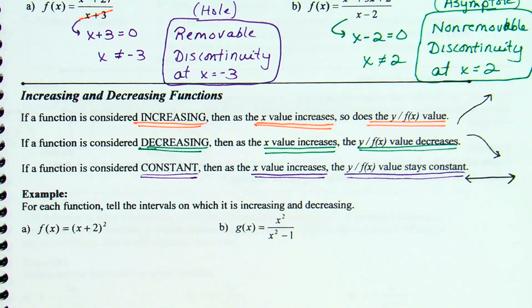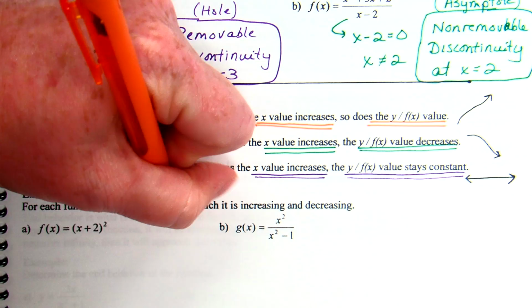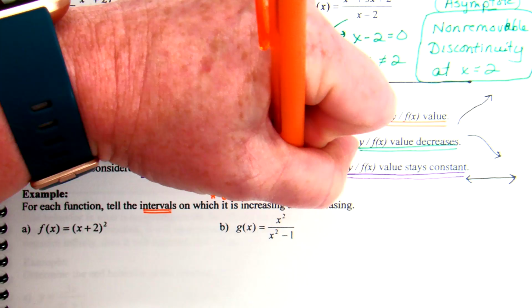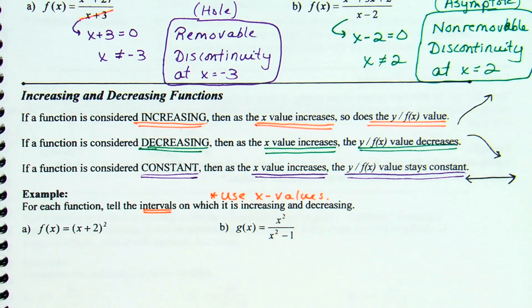Okay, our job here is going to be, for the function, tell the intervals on which the graph is either increasing or decreasing. Now when we tell the intervals on whether it's increasing or decreasing, we are going to use our x values to do that. So when I say that it's increasing from here to here, I'm going to give that in terms of x values, but the y values are what are going to be increasing or decreasing. So these intervals are in terms of x values.